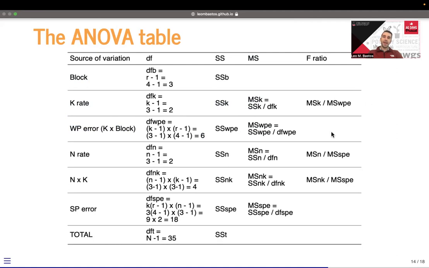And then if you look at the F ratio, we're testing the potassium rate effect, so the mean square of the potassium, with the mean square of the whole plot error, which is this one coming from that interaction between potassium and block. So to test the effect of potassium rate, we're using an error term that has 6 degrees of freedom in this example.